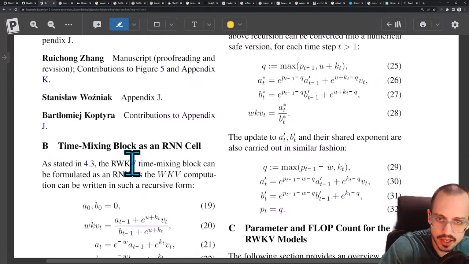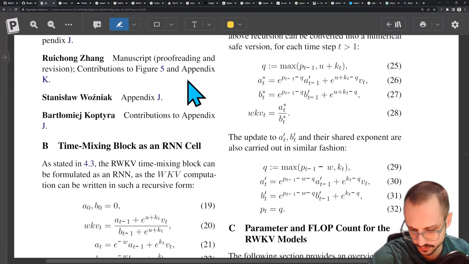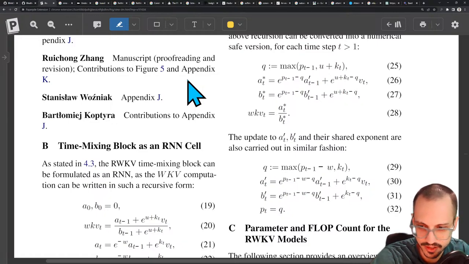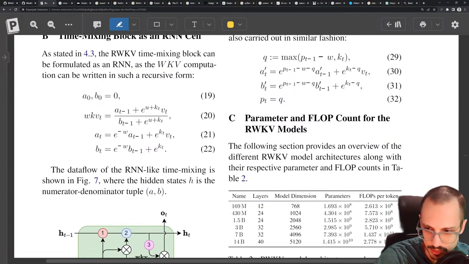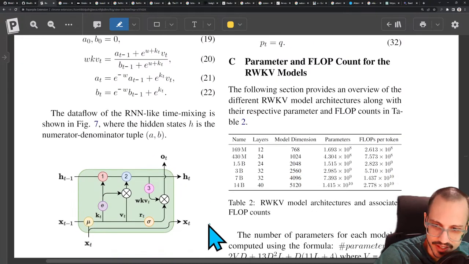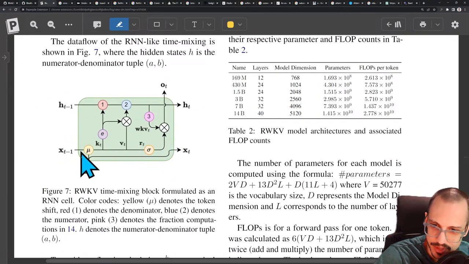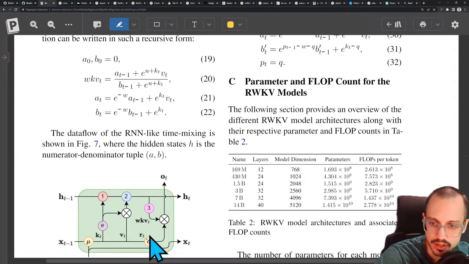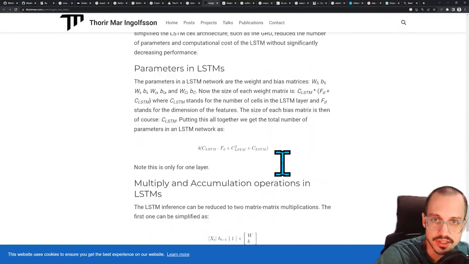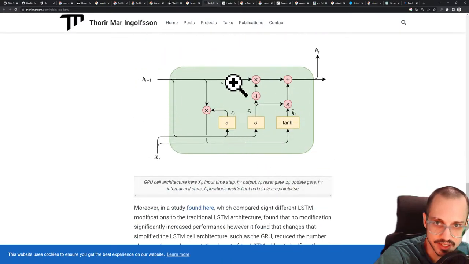Time mixing block as an RNN cell. Okay, let's see if we get a little bit better explanations here in the appendices. So finally, okay, they show us the LSTM here. Or this is not actually an LSTM, never mind. This is slightly different, you can tell. See, this is the LSTM cell. Looks slightly different from this one.